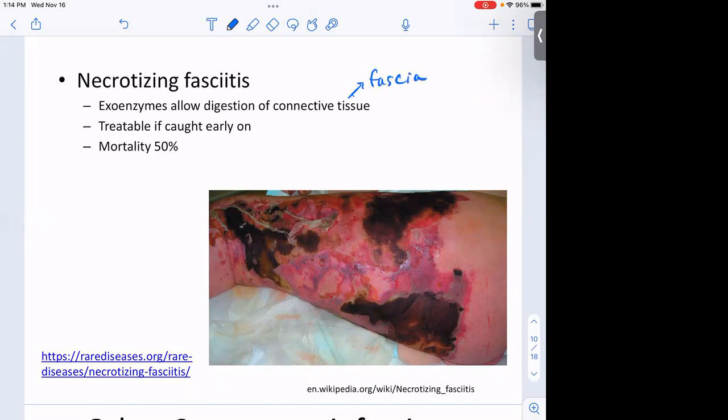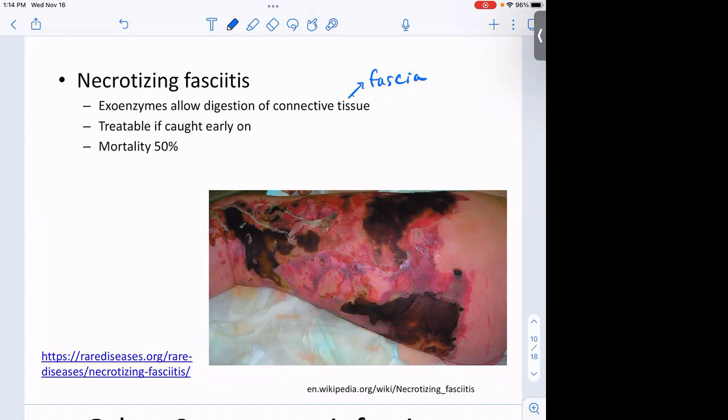That's why it's called necrotizing fasciitis. Necrosis just means death of tissue. Okay, so again, that connective tissue below the skin, what's holding all the organs together, that's the deeper tissue that's infected here.